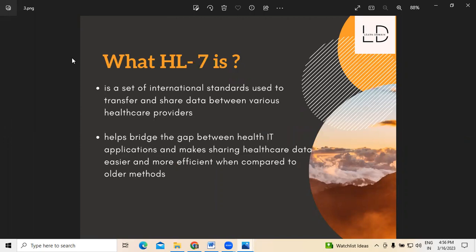bridging the gap between health IT applications, and it makes sharing healthcare application data easier and more efficient when compared to the older methods. Most healthcare providers use a variety of applications, for everything from billing to keeping up with patient information. But the major problem is that communication between these different types of software is very hard to achieve, even though they often need to talk to each other.